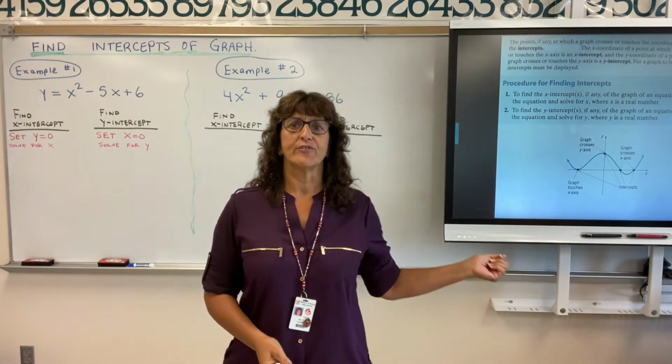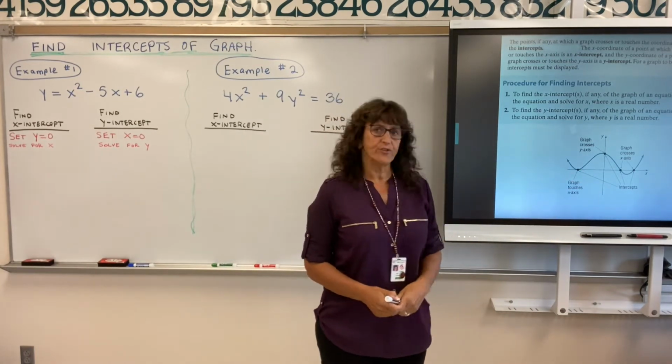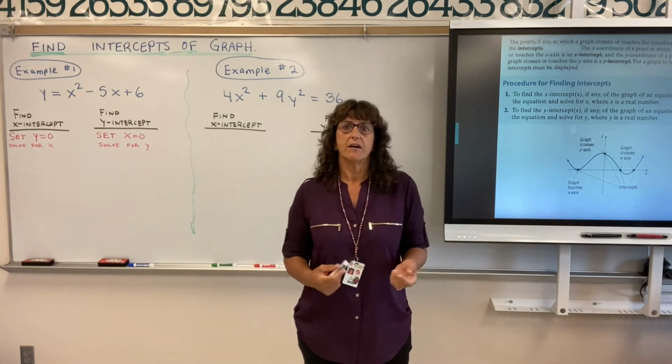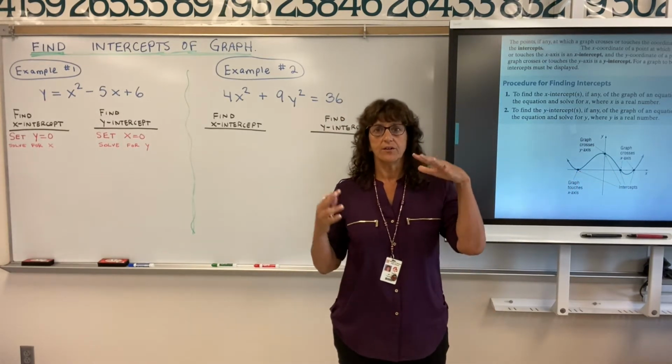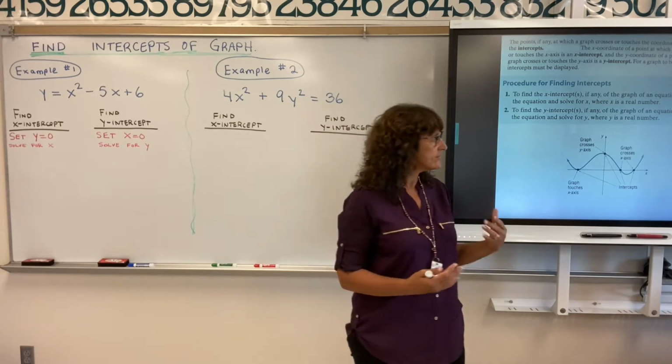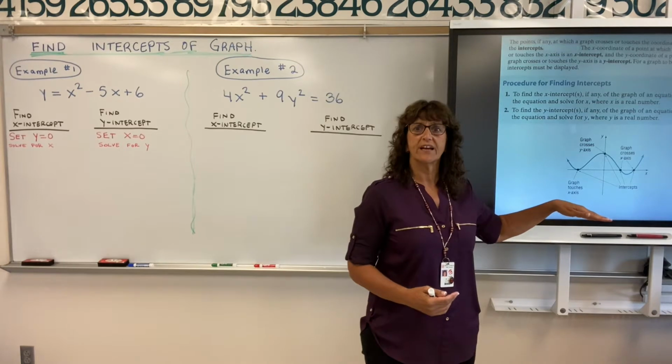I have a diagram on the screen here with a little bit of an explanation, but the diagram will show you what the intercepts actually are of a curve. The x-intercepts would be where the curve intercepts the x-axis, as the name implies. The x-intercepts are just where the graph crosses the x-axis.